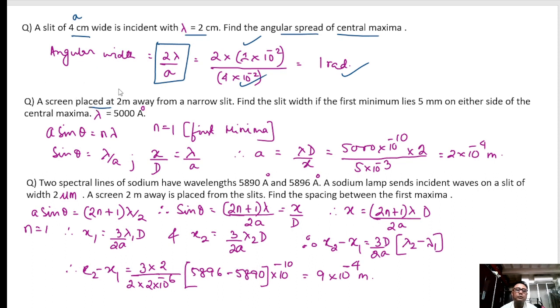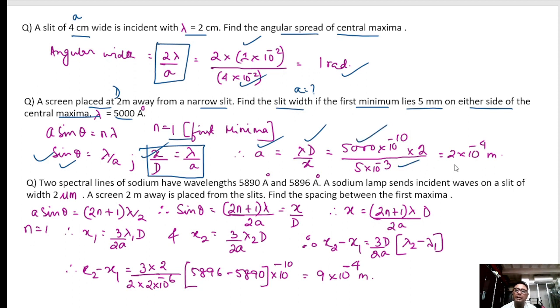A screen is placed 2 meter away, that means D is given. For the narrow slit, find the slit width a, which I don't know, if the first minima lies 5 millimeter on either side of the central maxima. So x is given to us. Sine theta equal to n lambda by a, first minima means n equal to 1. This is the minima condition. So sine theta equals lambda by a, and sine theta is also x by d. So a is lambda d by x. Putting the values of lambda and d, we get the answer.